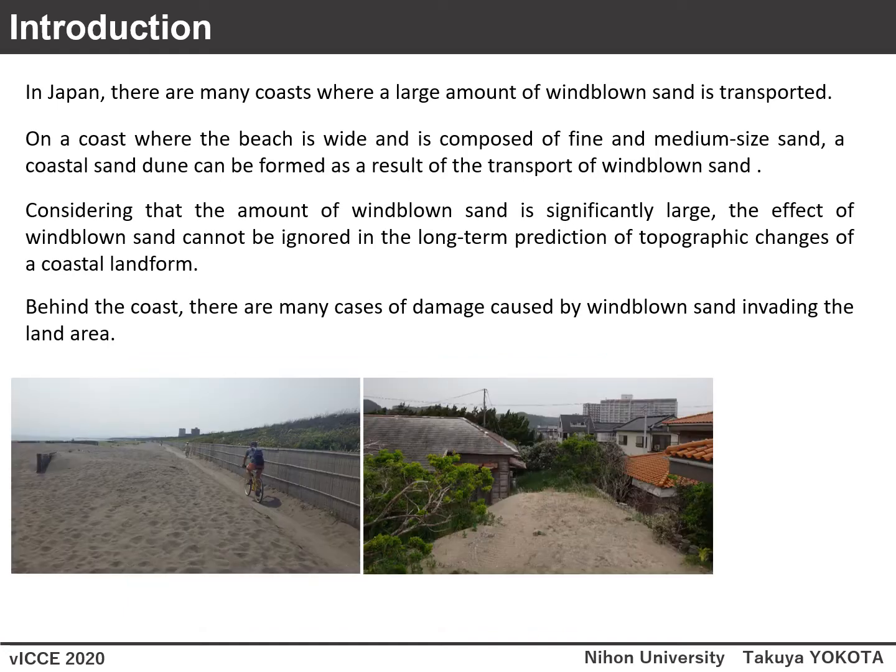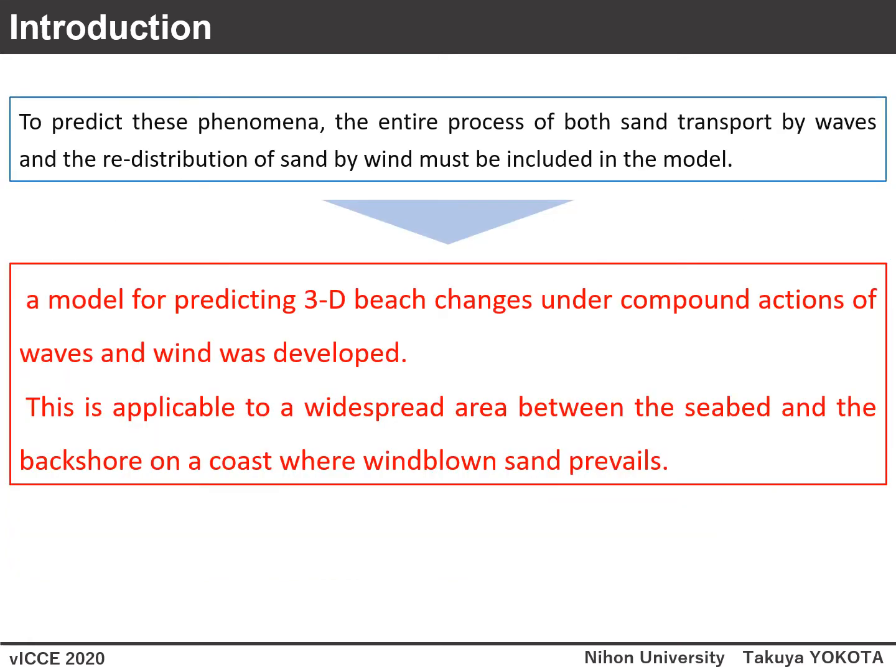And behind the coast, there are many cases of damage caused by windblown sand invading the land area. To predict these phenomena, the entire process of both sand transport by waves and the redistribution of sand by wind must be included in the model. So in this study, a model for predicting 3D beach changes under compound actions of waves and wind was developed. This is applicable to a widespread area between the seabed and the backshore on a coast where windblown sand prevails.